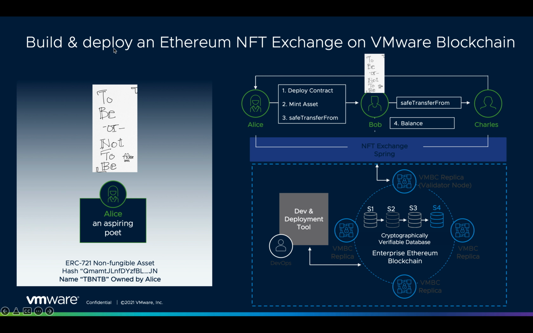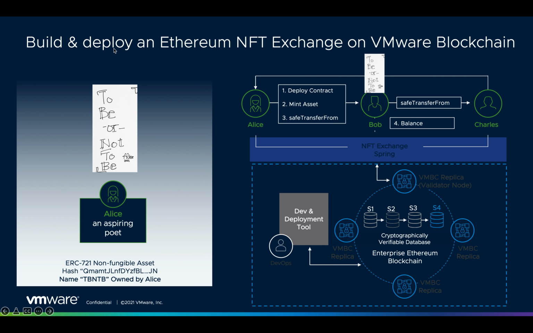And at the upper half of the right screen, where Alice, Bob, and Charles are, the NFT exchange provides a RESTful interface for the dApps so then Alice can deploy a contract, mint her asset, and then transfer her poem from her to Bob. And then Bob then can check his balance to see that the asset did indeed transfer so that now he owns the asset.